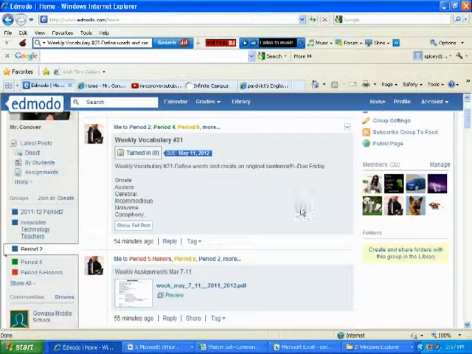So that is component 4B. And we are hopefully moving right along to 4C, communicating with families.